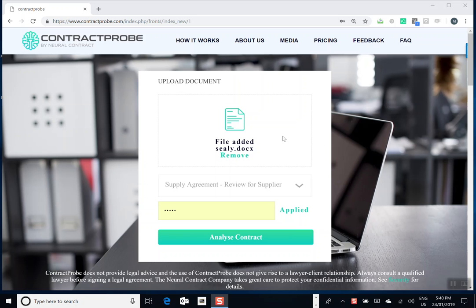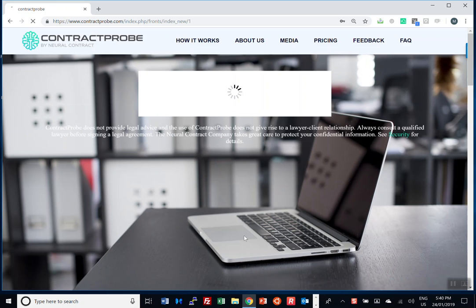To use ContractProbe, a user uploads their draft contract, indicates what type of contract it is and who it's being reviewed for, and applies their subscription code.